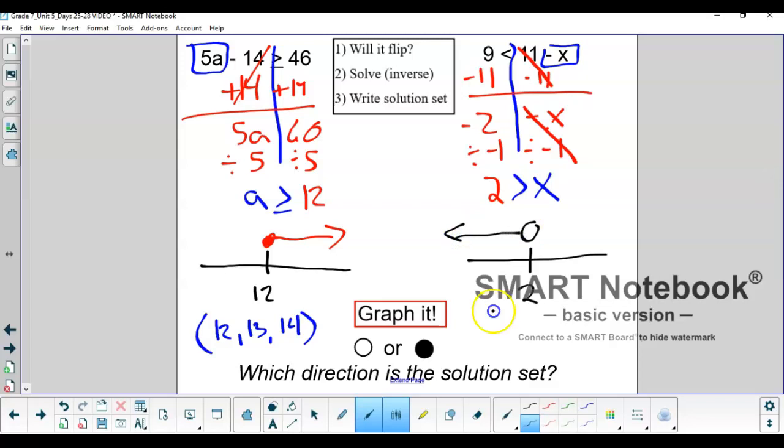And again, when I do my solution set, the first numbers to the left of 2 would be 1, 0, and negative 1. Remember, when I plug these numbers back in, they should remain true. 2 is greater than 1, true. 2 is greater than 0, true. 2 is greater than negative 1, true. If all your numbers in your solution set are true, then you have a correct answer.